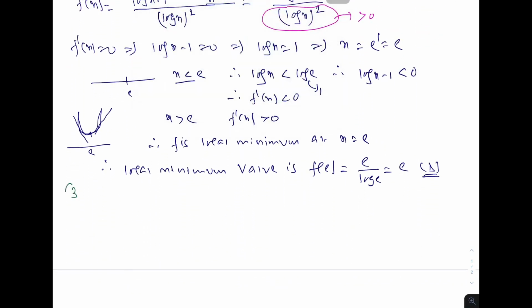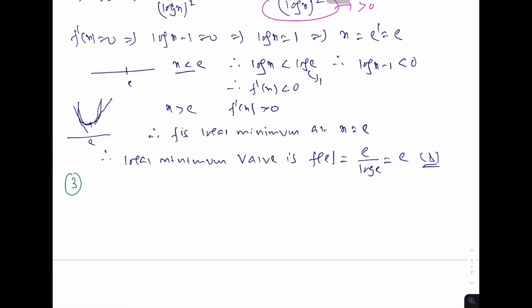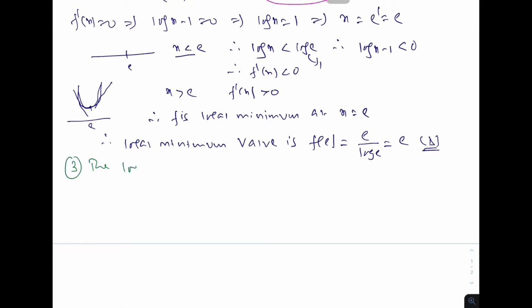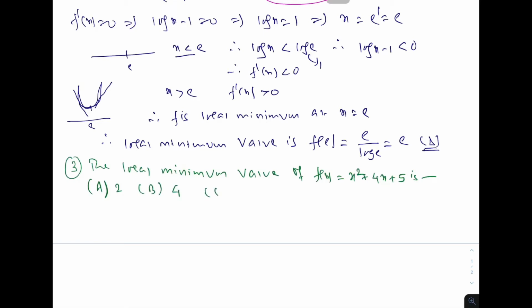Next let us take the local minimum value of f(x) is equal to x square plus 4x plus 5 is blank. So here options are 2, 4, 1, minus 1.